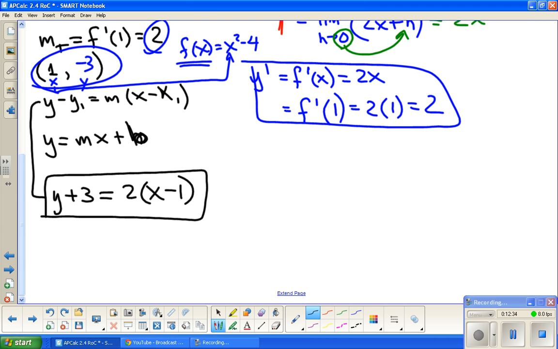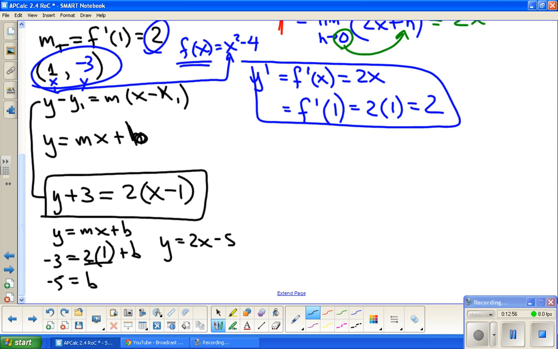Now, again, I know some of you are looking at that going, ugh. So if you want to do slope-intercept form, you can. And so I would substitute in negative 3 for the y value. We know the slope, the x value is 1. And so 2 times 1 is 2. If I subtract 2 from both sides, that's b. So this would be y equals 2x minus 5. Again, this is the equation of the tangent line. These two different versions of it.